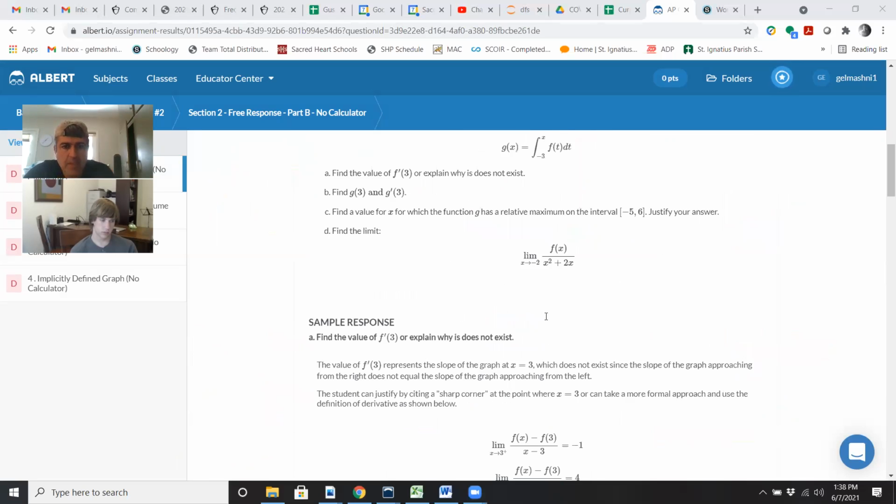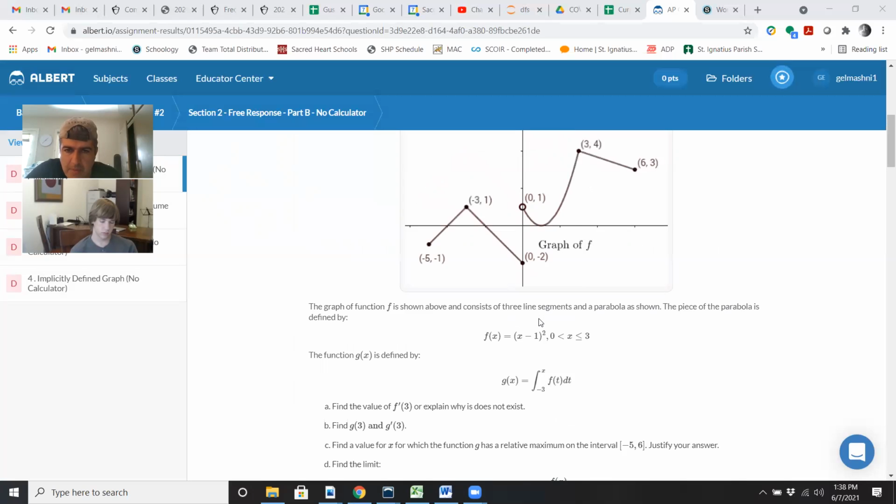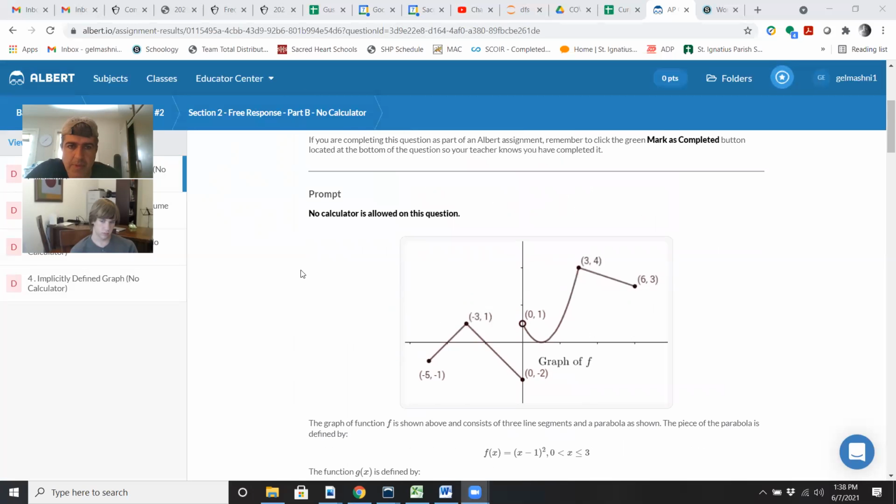Okay. For part C, find the value of x for which G has a relative maximum. Okay, so it's an EVT problem, extreme value theorem. We haven't talked about that yet. You do have to test the endpoints and then also the critical points. So you want G prime, or f, to equal 0. Well, f equals 0 here, here, here.